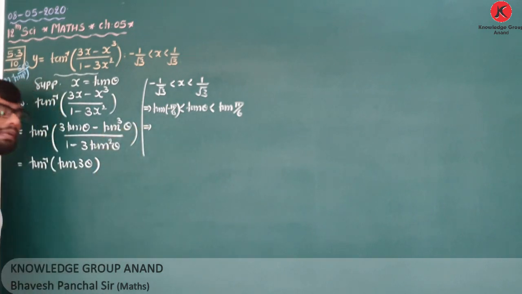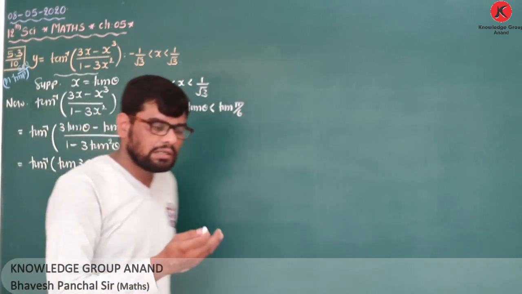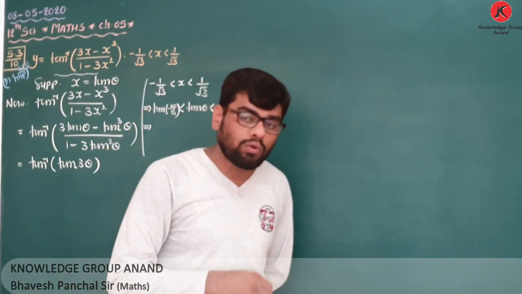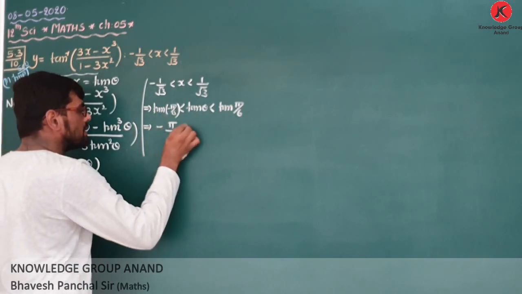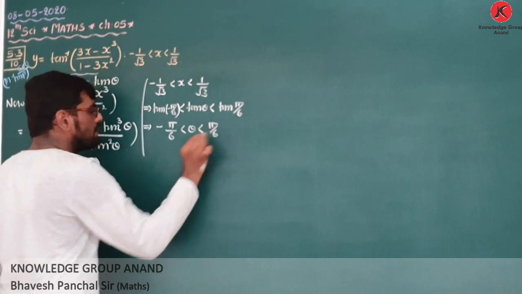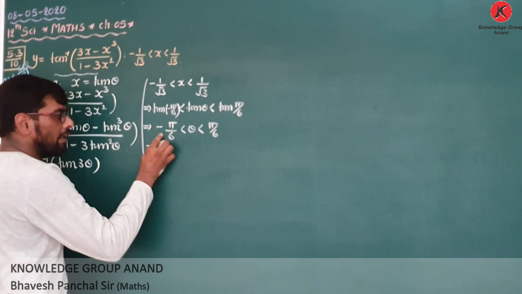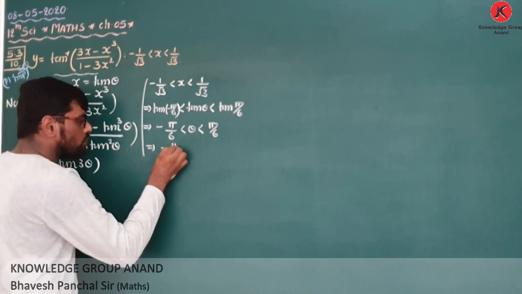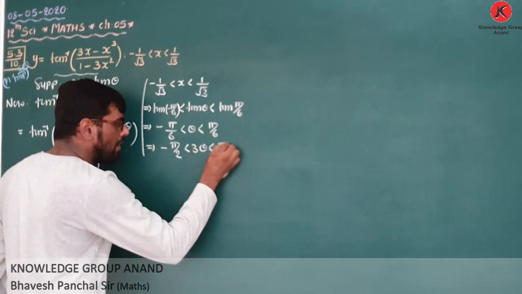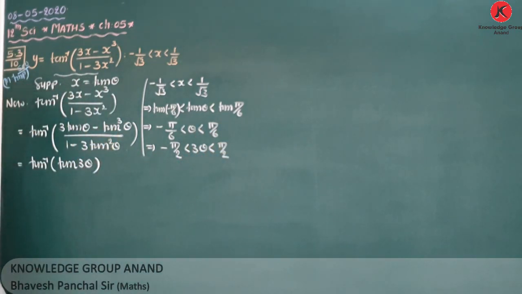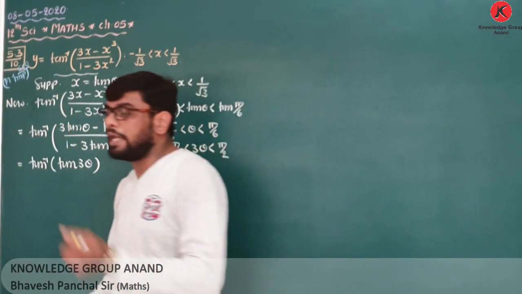Now here I take tan inverse function, and tan function is always increasing function in all quadrant. Then here inequality as it is, then here minus pi by 6 less than theta less than pi by 6. But here we want 3 theta, then multiply whole inequality by 3, and minus 3 pi by 6 gives minus pi by 2 less than 3 theta less than same 3 pi by 6, that is pi by 2. That means 3 theta lies in minus pi by 2 to pi by 2. Okay, which is a range of tan inverse.